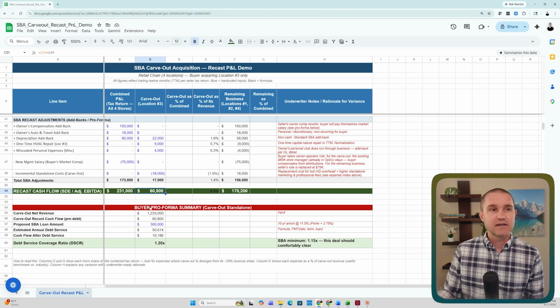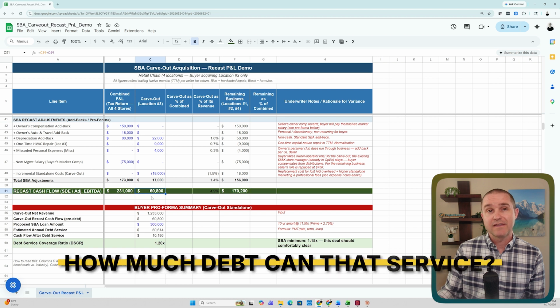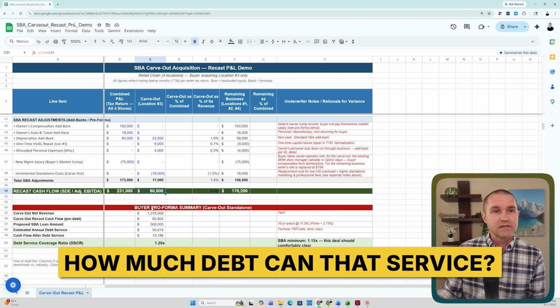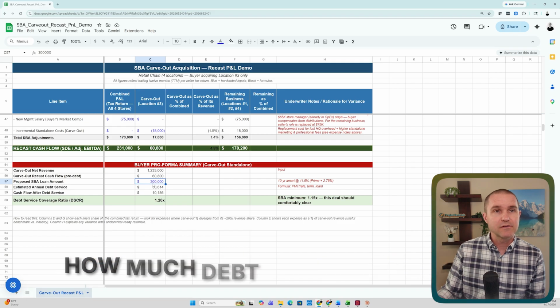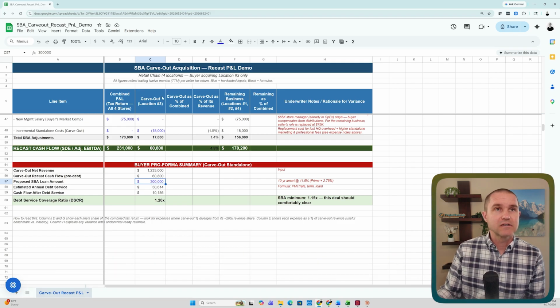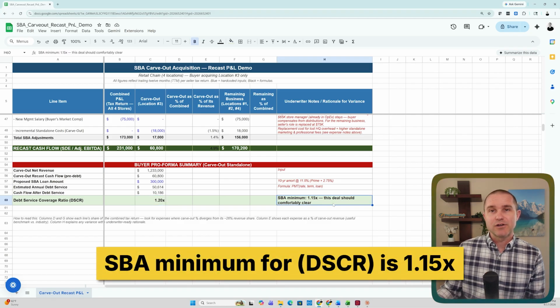Now the question is, how much debt can that service? In this case, the proposed SBA loan amount is $300,000 for this location. The cash flow is $60,800. The estimated annual debt service is $50,000. That gives them a 1.2 debt service coverage ratio. The SBA minimum is 1.15. So I guess we say this deal should comfortably clear it.